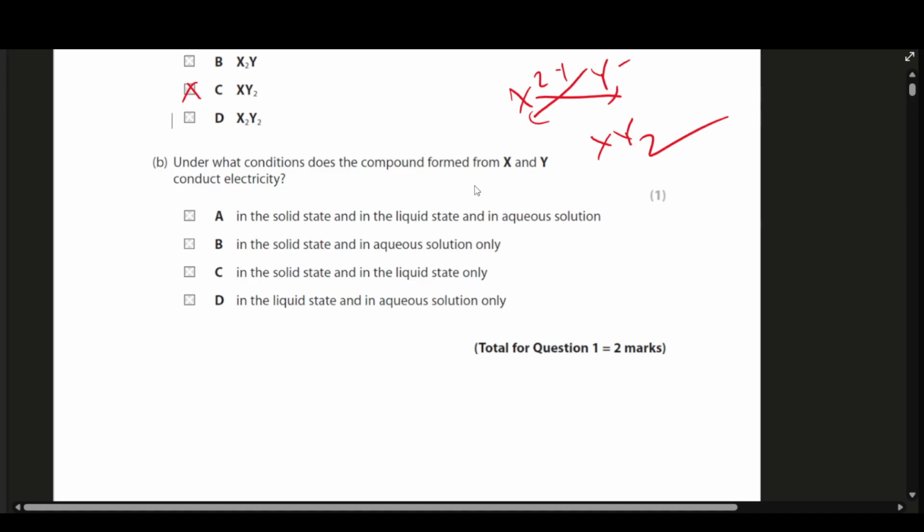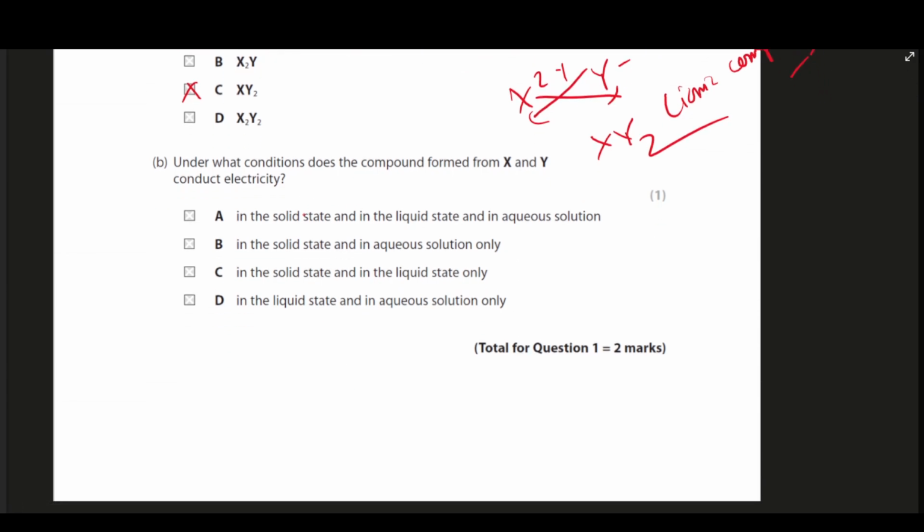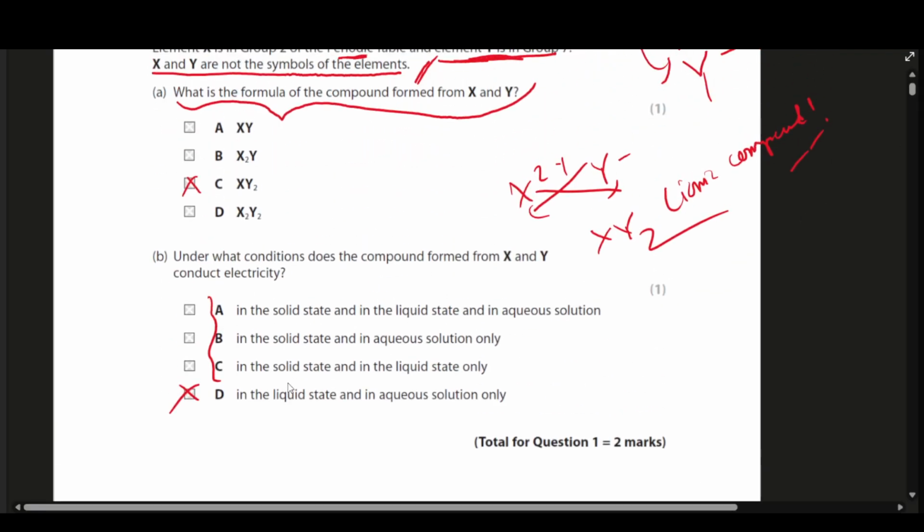Under what conditions does the compound formed from X and Y conduct electricity? X and Y, as we can clearly understand, form an ionic compound. So we know that ionic compounds can only conduct in their liquid state and aqueous solution, right? So not in the solid state. In three of these options, solid state is provided. So automatically, D is the correct answer because the ions are mobile in this state.